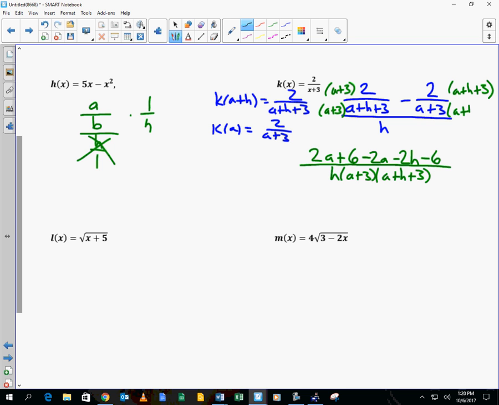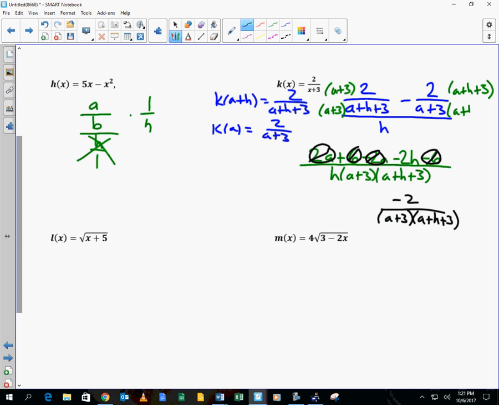What goes away? Can I factor an H out of the top? That'll leave you with a negative 2, and A plus 3 times A plus H plus 3. Those H's will divide. And that's my result.